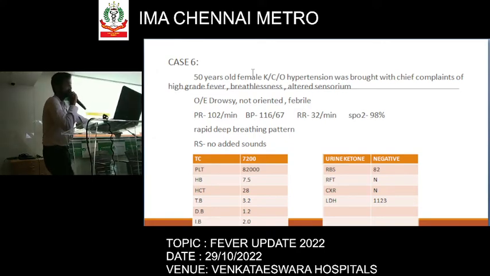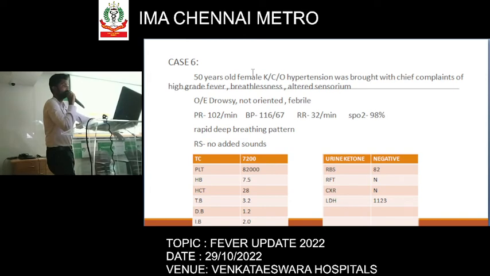And her breathing pattern is rapid and deep, a sign of Kussmaul's breathing pattern. However, on respiratory examination no added sounds are seen, no crepitations or wheeze, nothing. Her routine blood investigations: total count was 7200, platelet was 82,000, HB 7.5, hematocrit 28, total bilirubin 3.2, direct bilirubin 1.2, and indirect bilirubin 2.0. Indirect bilirubin is slightly higher than the direct bilirubin actually.